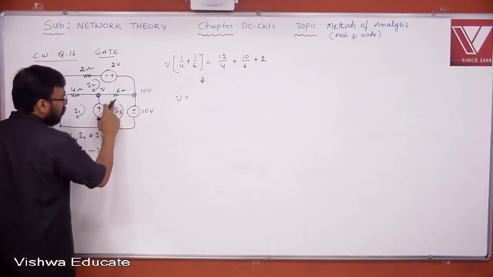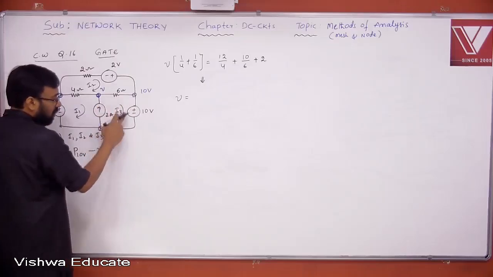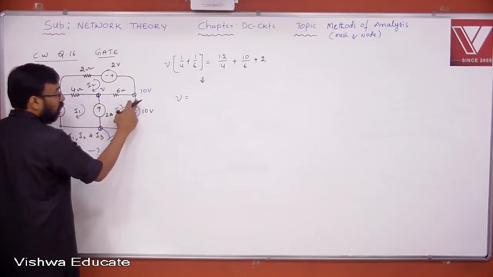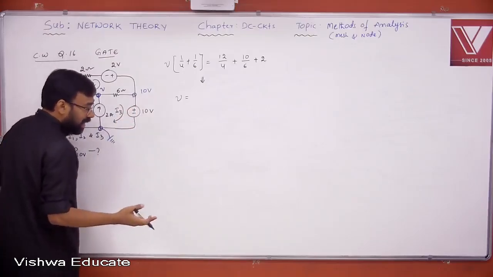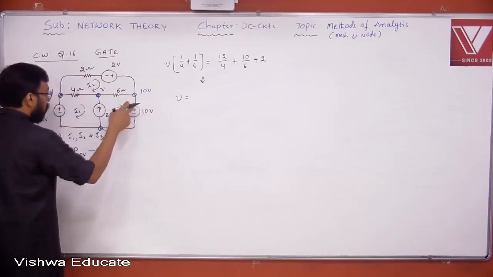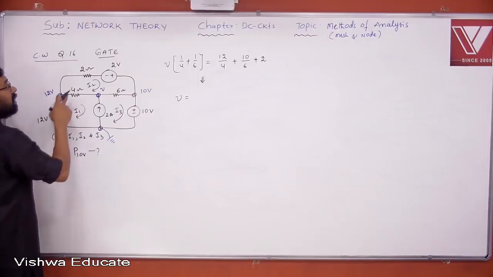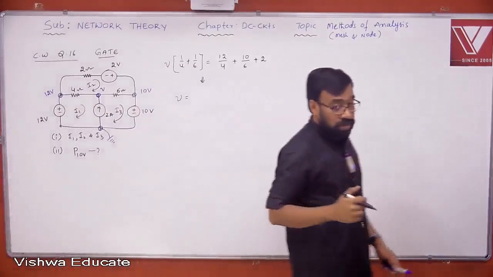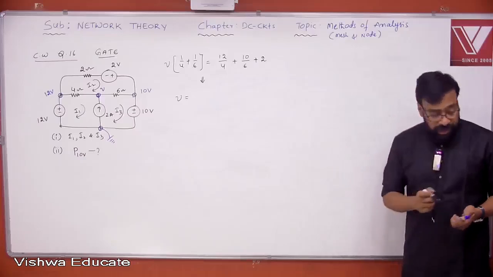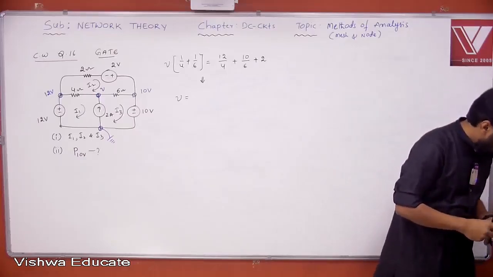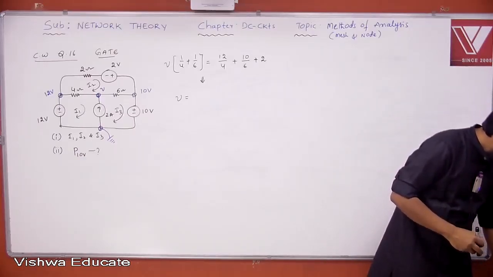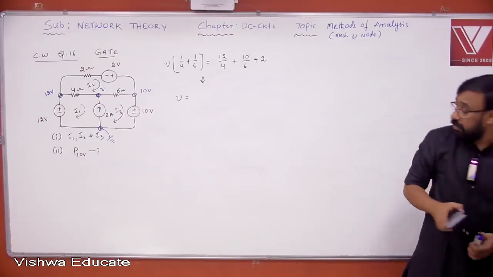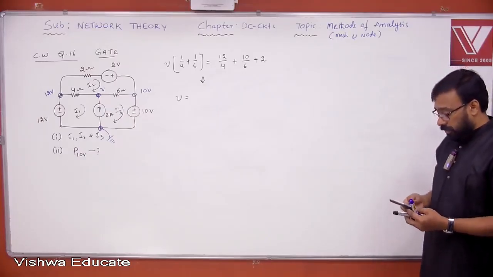The element which belongs to only the third loop, look at this. The current flowing through the 10 volt will become I3. That means indirectly it is asking what is the current through the 10 volt, what is the current through the 12 volt, what is the current through the 2 ohm. That's it. Yes or no, all of you? So note it down quickly and just find the value of V. What is the value of V? Quickly calculate that.